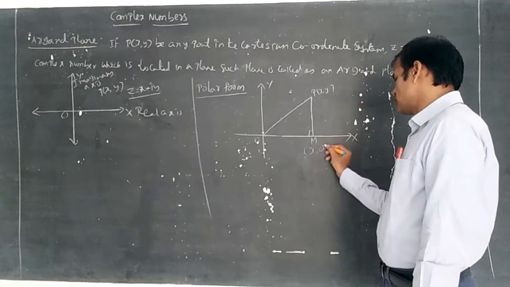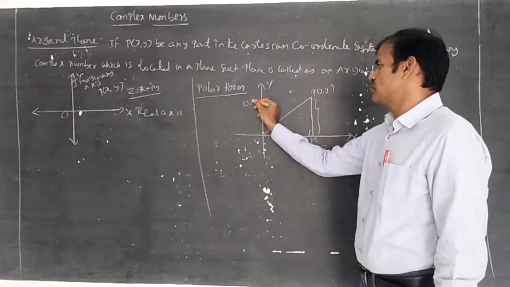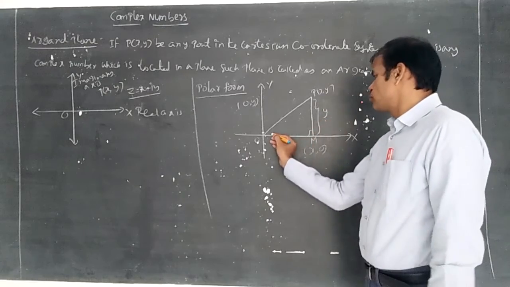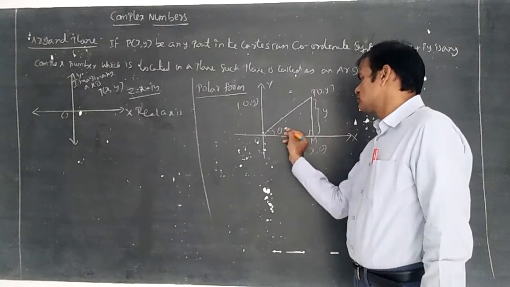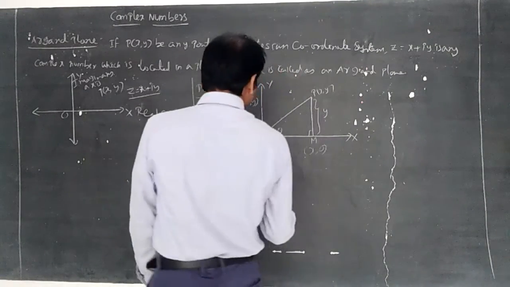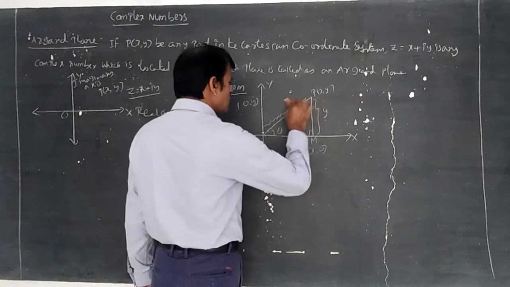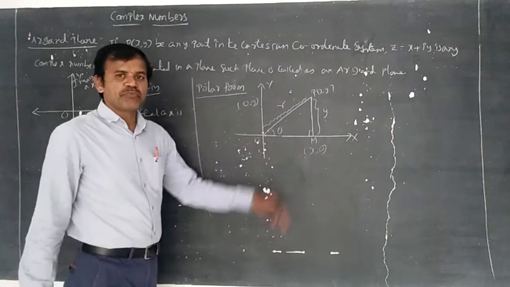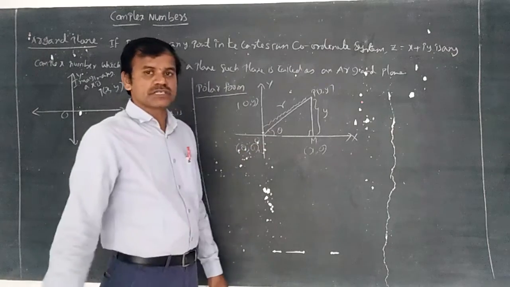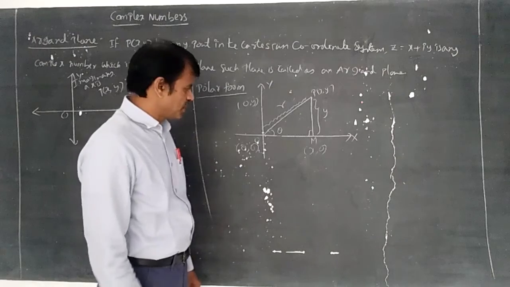Write here (x, 0), and here you can write (0, y). The line parallel to the y-axis is here, y. Put here theta. So what is happening here? This is r units. The point P is r units distance from (0, 0). What is the point? The point P(x, y).